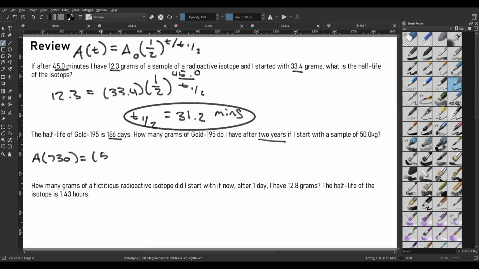So we're going to say 50,000 grams times 1/2 to the power of the elapsed time, 730 days, over the half-life, which is 186 days. So if we go ahead and solve this, A of 730, let's put this in our calculator. X is going to equal 50,000 grams. That's a lot. I guess we're in an industrial shipment here. Times 1/2 to the power of 730 over 186.